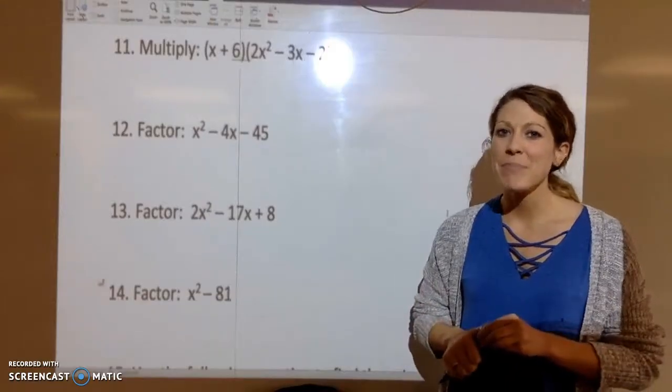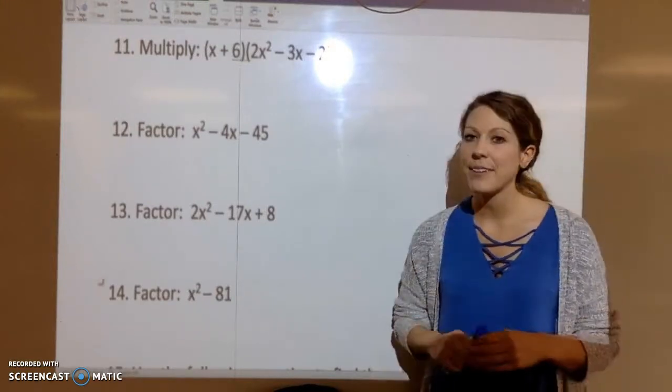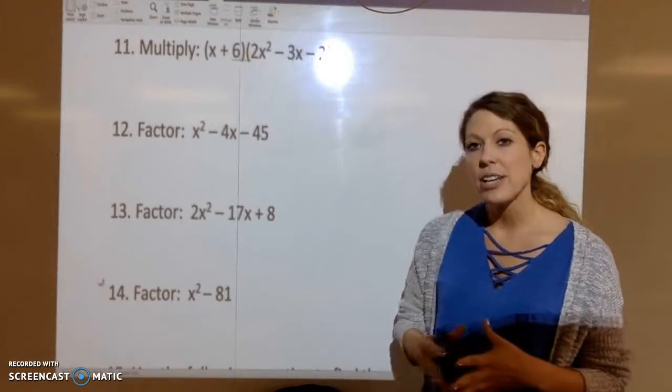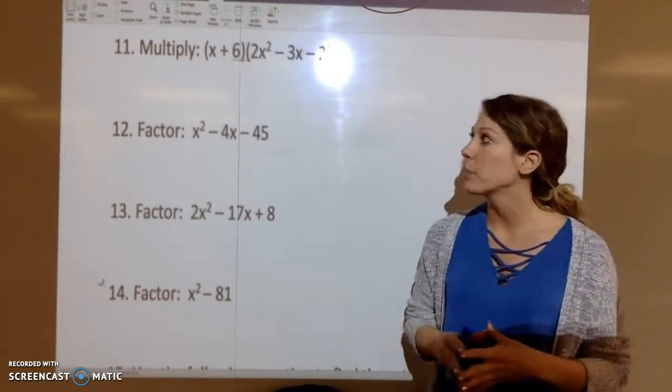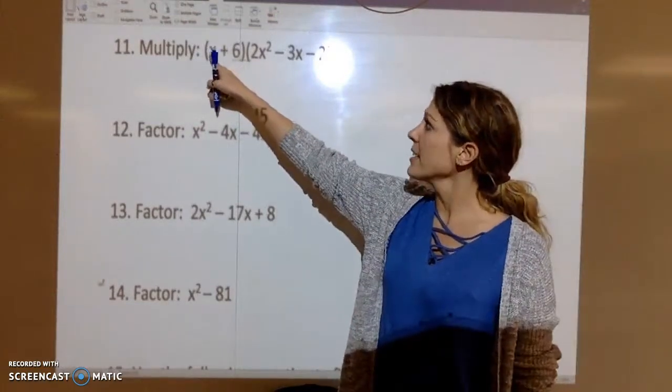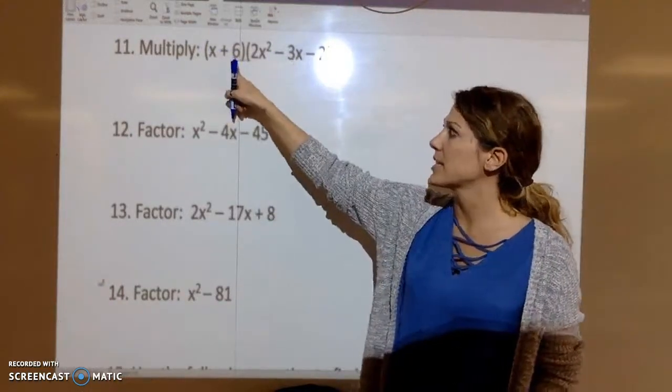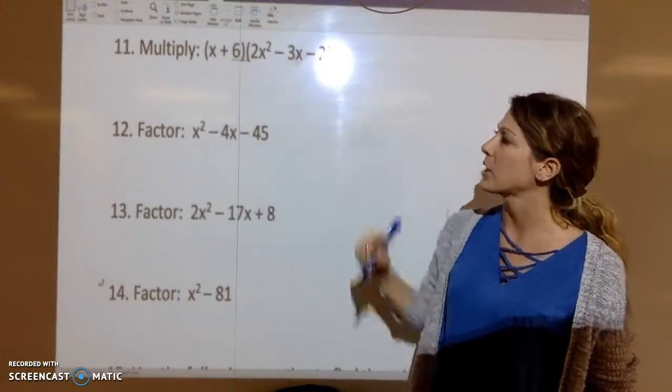Moving on with the practice midterm, we'll look at the second half of the problems. So number 11 was another multiplication problem where we're multiplying polynomials. So we're going to distribute the x to all three terms in the second polynomial, and then we're going to distribute the 6 to all three terms in the second polynomial.